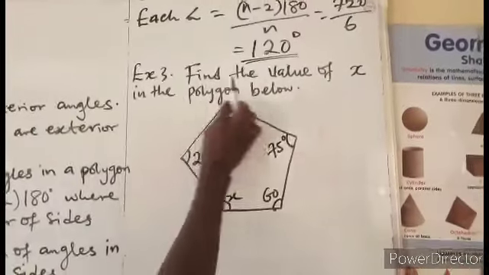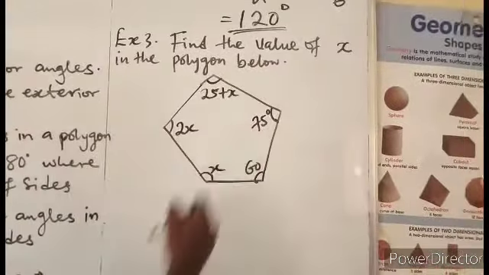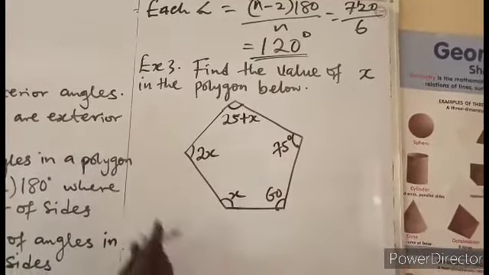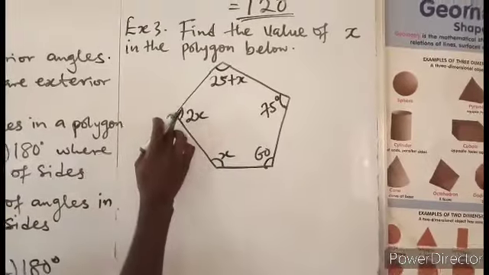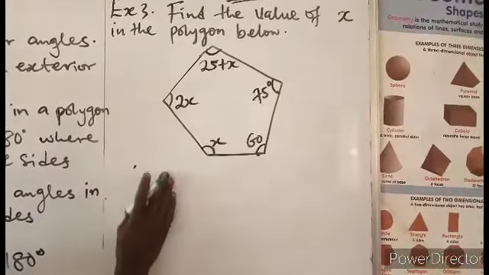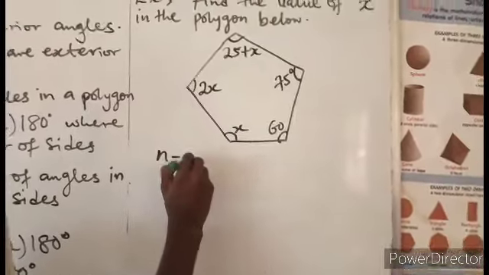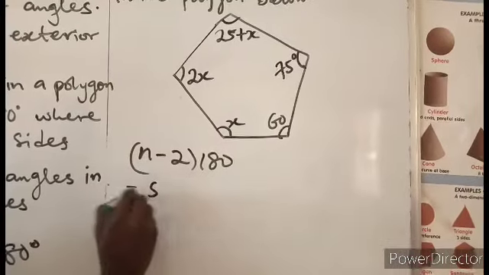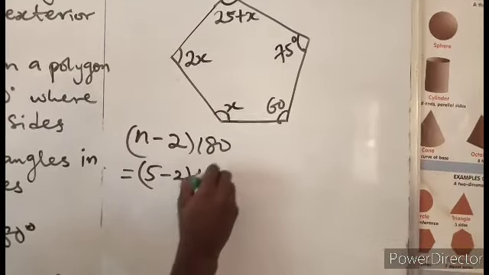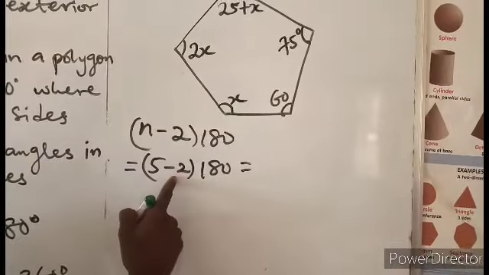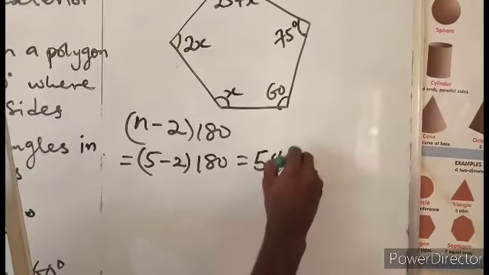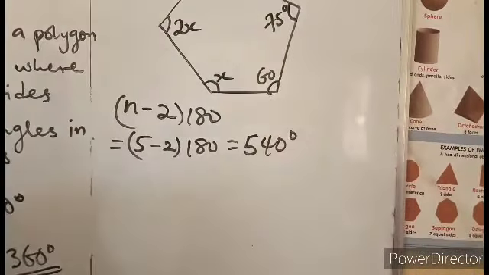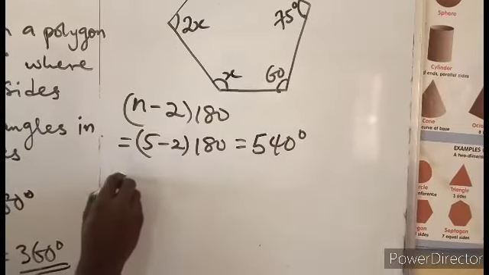Find the value of x in the polygon below. The first thing you do is find the sum of the angles in that polygon. The sum of angles in a polygon, how many sides has it? 1, 2, 3, 4, 5. So this is a pentagon. So (n minus 2) times 180, which is (5 minus 2) times 180, which will give you 5 minus 2 is 3. 3 times 180 will give you 540 degrees. So the sum of the angles is equal to this. So if you add all this, it's supposed to give us 540. So let's add all of them now.